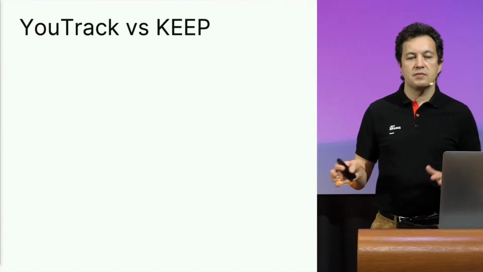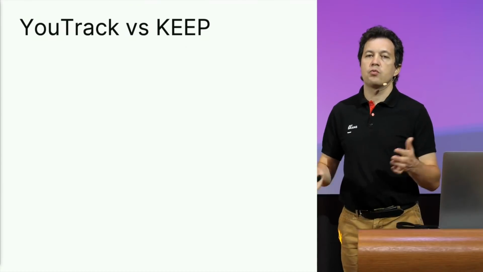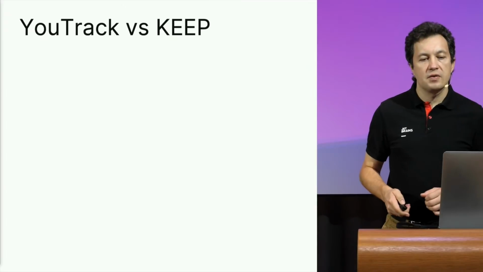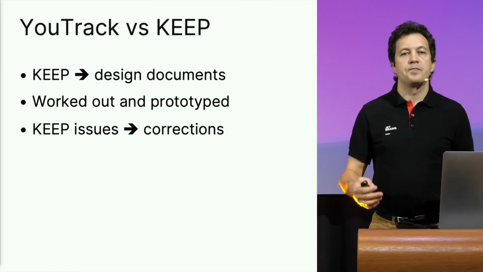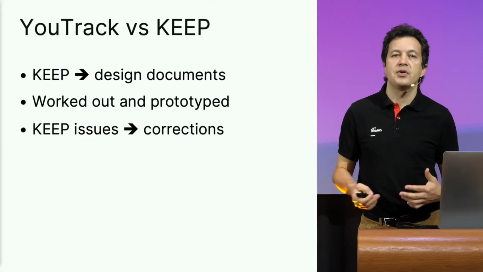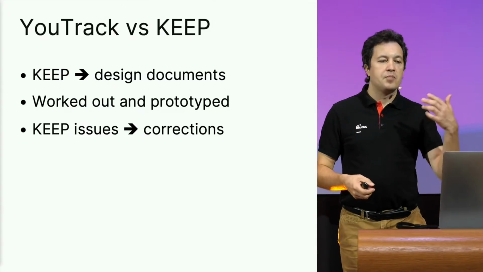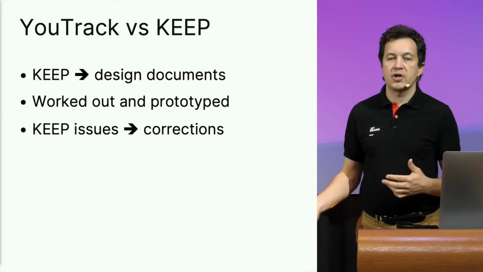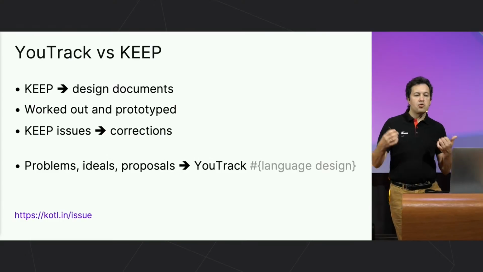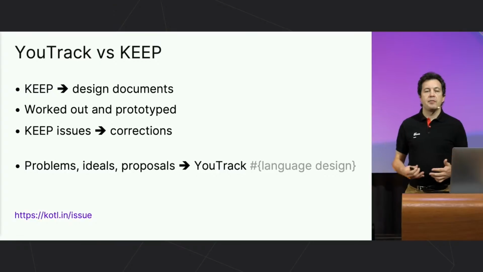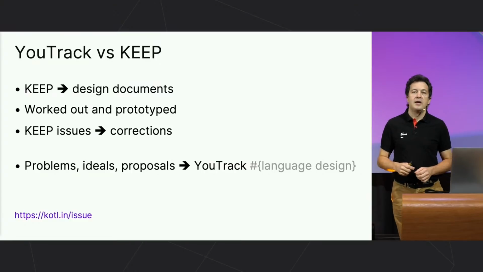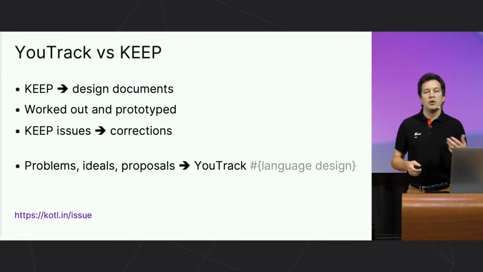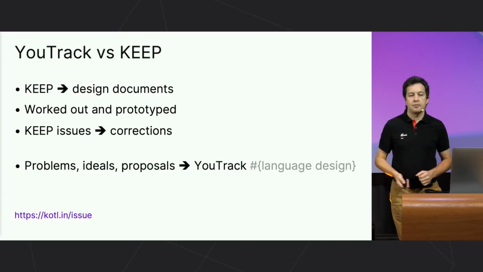And this brings an interesting topic: how do we use YouTrack versus KEEP, and what's the best way to use them? Over time, we figured out that the KEEP repository works better as a storage for design documents that are worked out, prototyped, and ready to be included in the language. And KEEP issues work best for corrections, suggestions, and improvements to those. While for problems, ideas, and proposals, the best place to track them is YouTrack. We have a special tag there called language design. And whenever we encounter a proposal or problem that people raise with respect to the language, we tag it that way. And that's how we keep track of how many people are interested, what our ideas are, and how that can be solved.